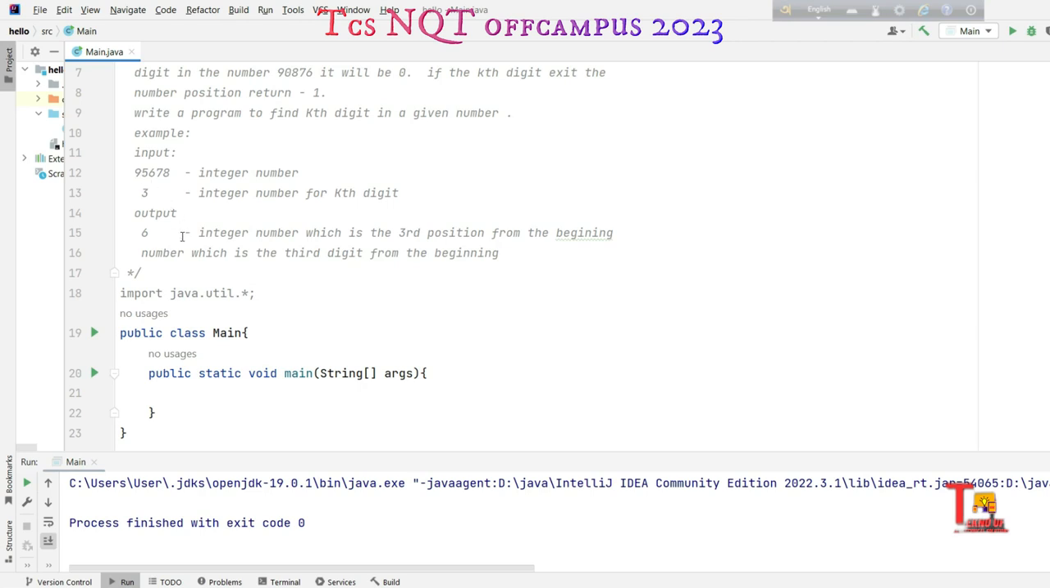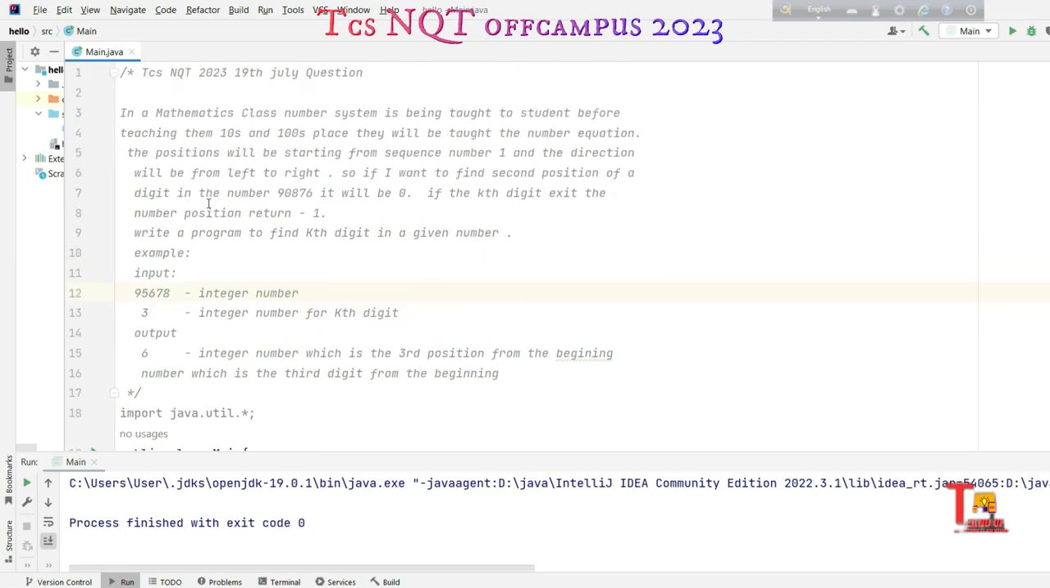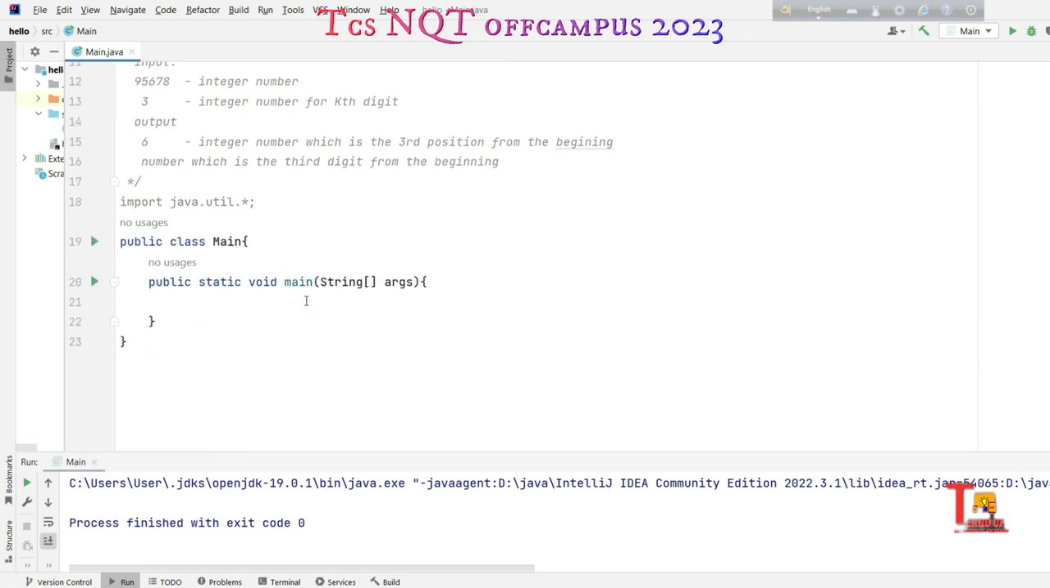So here the output is 6, because for the third position, the first position is 9, the second position is 5, and the third position is 6. And you can also see here that the second position of this number is 0. That means the first position is 9, the second position is 0. So this is 0. Let's start to solve the problem.